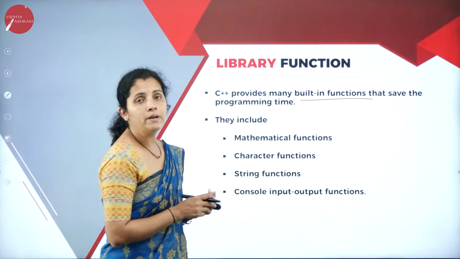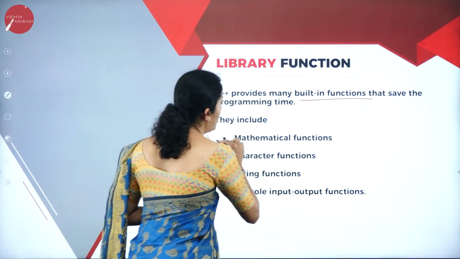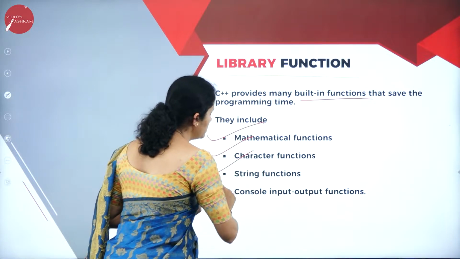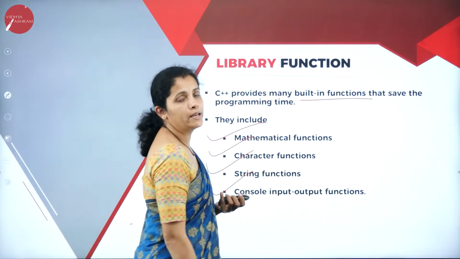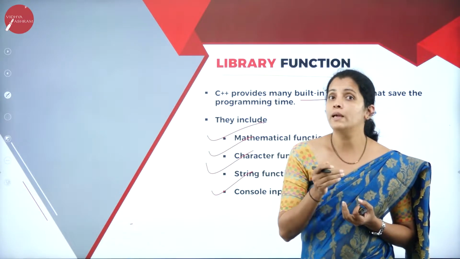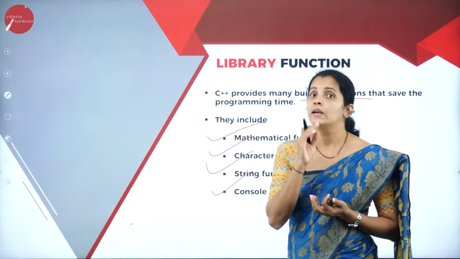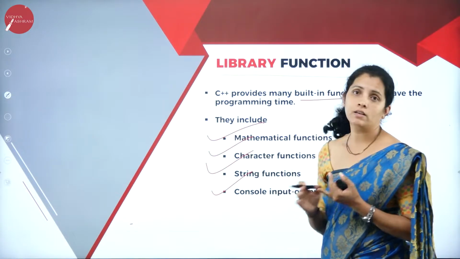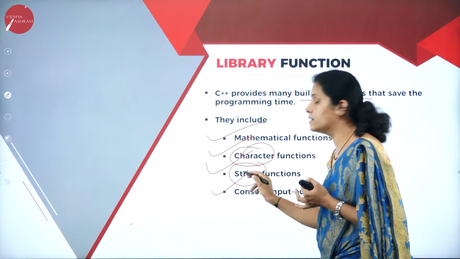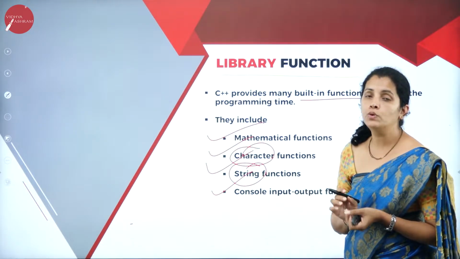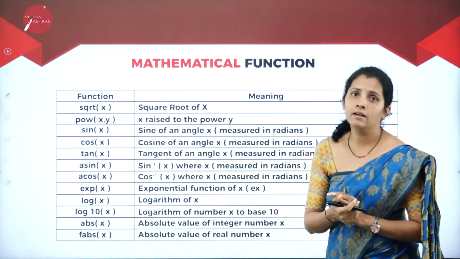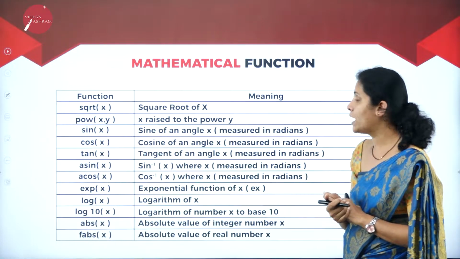And the library functions include mathematical function, character function, string function, and console input output function. So what are the different kinds of library function I'm going to have here? That is four. What are the four? Mathematical, character, string, and console input and output function. So what are the different mathematical functions I'm going to have here?